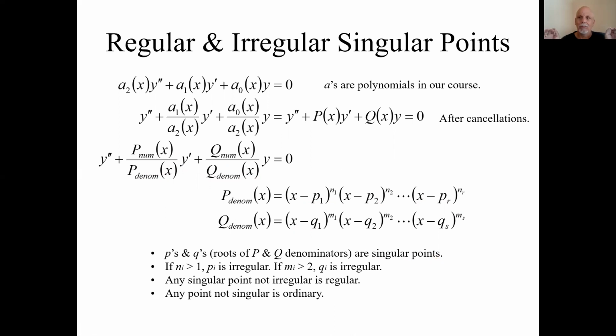Now we're going to distinguish regular and irregular singular points. These n's in the exponents mean some singular points could be repeated. If this n is anything greater than 1, it's repeated. If this m is anything greater than 1, it's repeated. If it's repeated more than once in P, that is an irregular singular point.